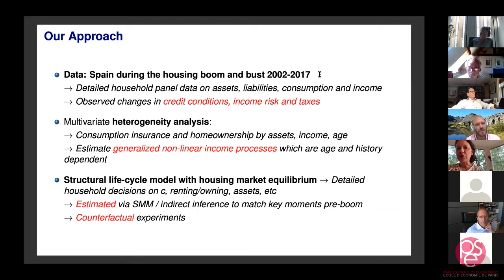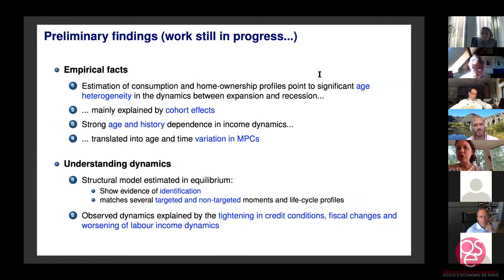Then we're going to use a structural life cycle model with housing market equilibrium, with detailed household decisions on consumption, renting, owning, and assets, and we'll estimate this model structurally via simulated method of moments, and carry out some counterfactual experiments. So let me briefly summarize some of the very preliminary facts. These are preliminary findings, and this is very much work in progress, so any comments are welcome.